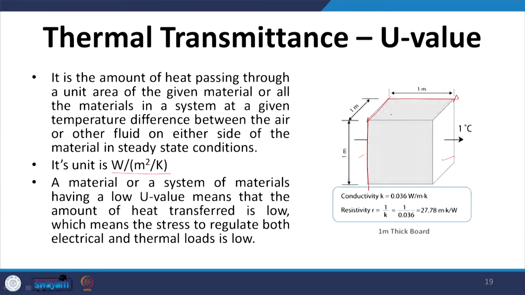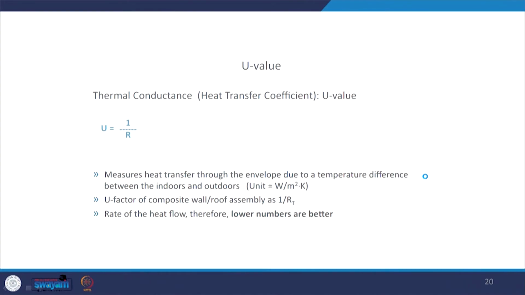Again, the U value could be for a uniform material which is of uniform density. It could also be for layers of materials where we would be talking about a combination of these materials and the overall thermal transmittance, which is the overall U value for a given assembly. So, the assembly U value or the thermal transmittance is the reciprocal of the thermal resistance.